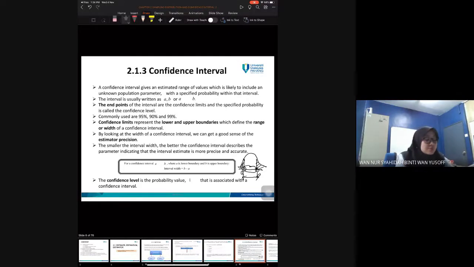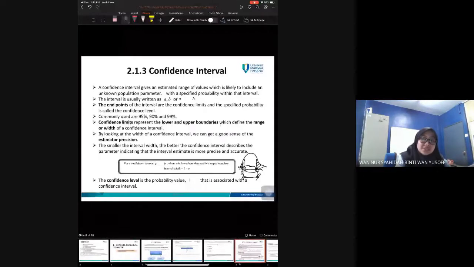Because when we talk about the true value, it is possible, but quite difficult, to get the true value: the true value of the mean, the true value of the variance, and the true value of the proportion. So what we have here, we just estimate the population value. So we are using an estimator value.